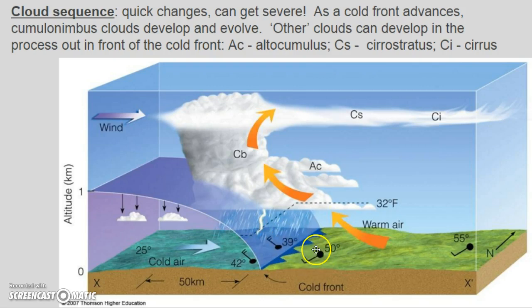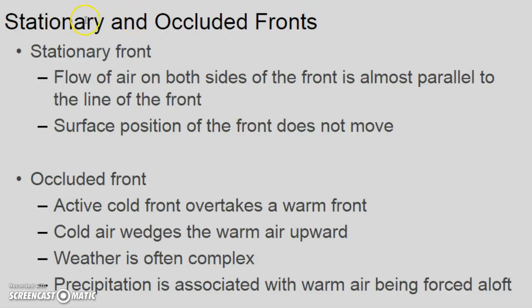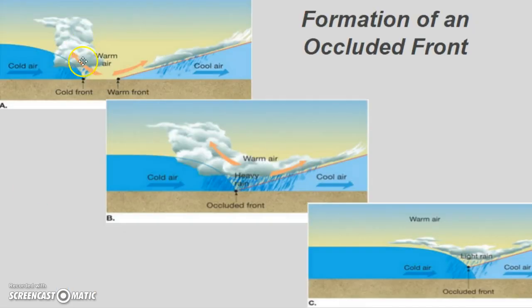So we're going to be looking at these conditions of what's taking place within the cold front and the warm front themselves. Stationary and occluded fronts are two other fronts we'll look at. In a stationary front, the flow of air on both sides of the front is almost parallel to the line of the front itself. The surface position of the front does not move. It's just what it's called, stationary. An occluded front is where an active cold front overtakes a warm front. And we'll look at this. I've got a picture of this on the next slide here. We'll talk about this sequence of what's taking place.